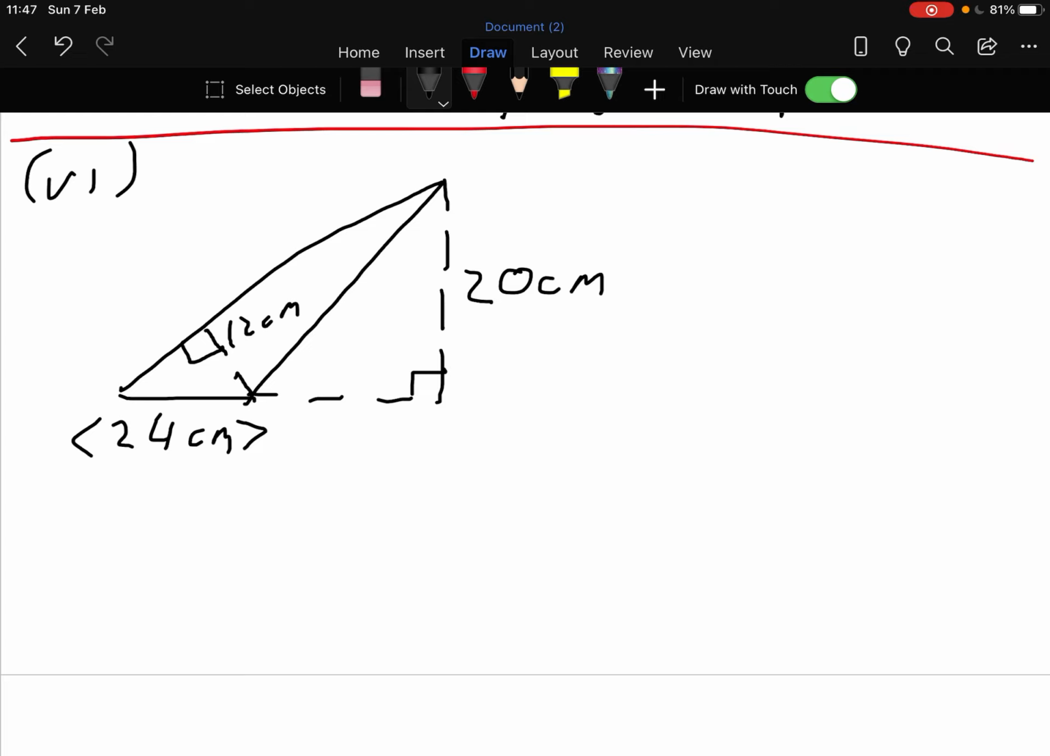Which one are we using? Get the base. The base is the easy enough one. Sure, you should know what the base is. But which one of the vertical heights do we use? So pause the video and work that out. Okay, so let's see how you get on.